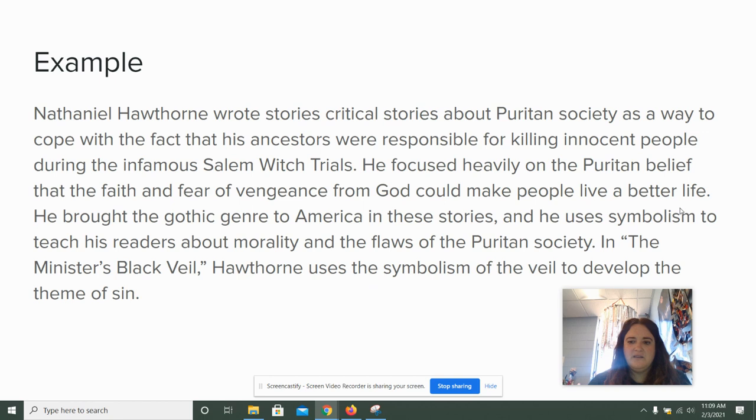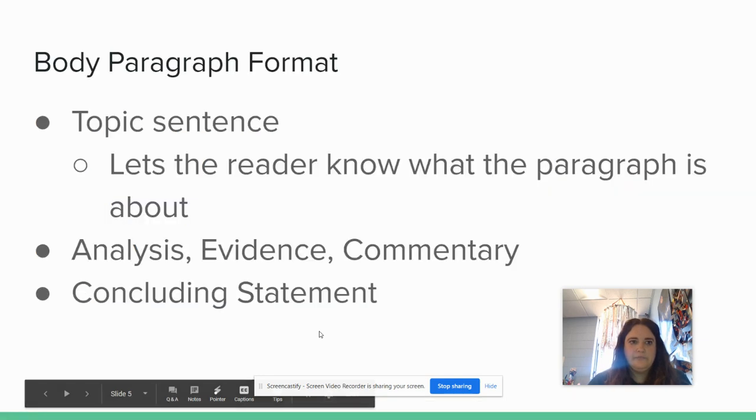And then here's my thesis statement. So if you're doing a graphic essay, you still have to have a good, strong thesis statement. So you can kind of look back at this as an example of how to do that.